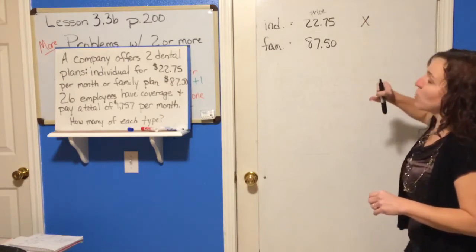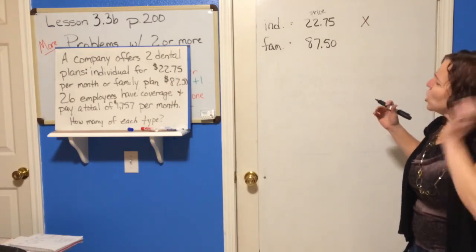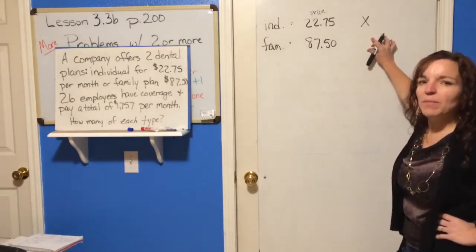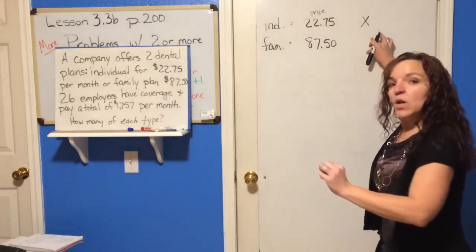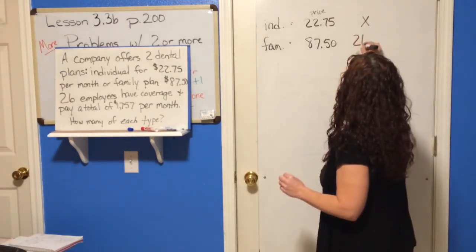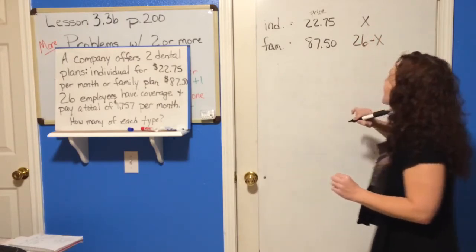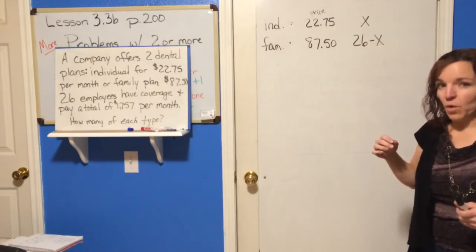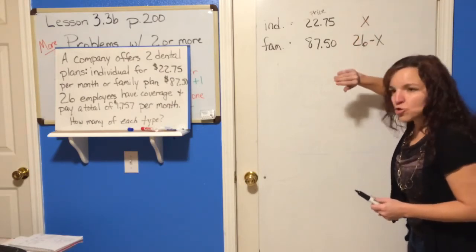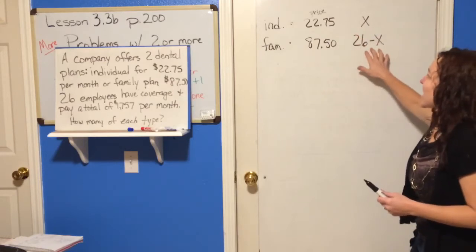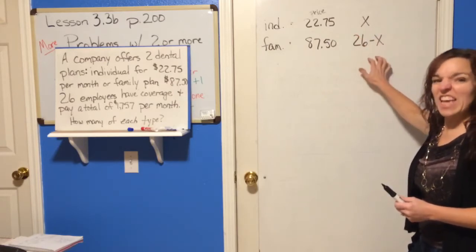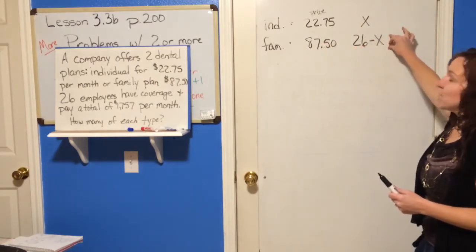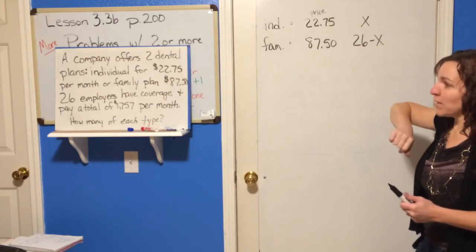So call your individual plans X. If you know that the number of individual plans plus the number of family plans is going to be 26, then you can take the 26 total, subtract off the X, and that would give you the number of people with family plans. So if you know the total, just choose one of them for X, and then take the X away from the total. So you've got X having individual plans and 26 minus X employees with a family plan.